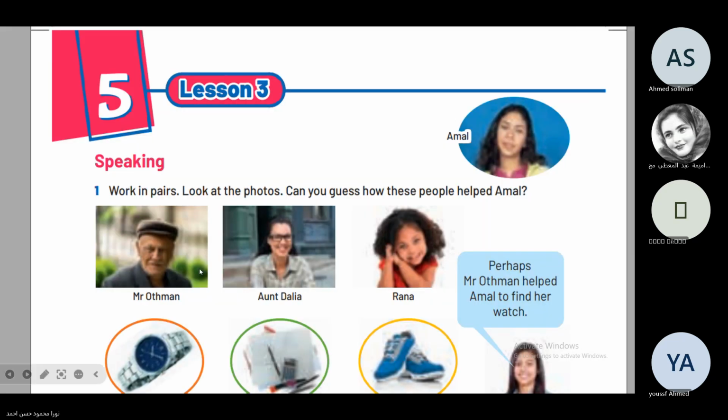Now, this is Mr. Osman, Aunt Dahlia, and this is Rana. Okay, can you guess how these people helped Amal? Okay, how did Mr. Osman help Amal? How did Aunt Dahlia help Amal? How did Rana help Amal? If you look under the photo of Mr. Osman, there is a photo of a watch, right? Here we have a photo of stationery. We have a calculator, markers, pens, and pencils. Here we have trainers, right? How do you think Mr. Osman helped Amal?